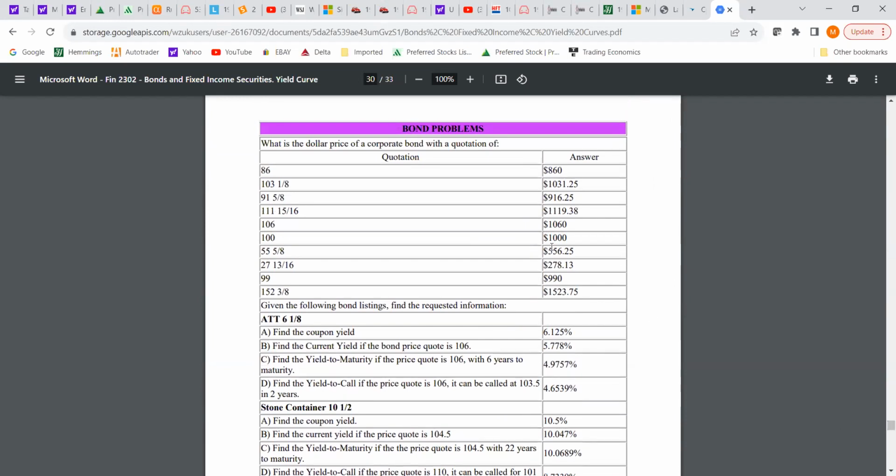Okay, so here's the quotations. What if a bond is trading at 86? Well, that's a quote of 86, and that's 86% of 1,000. So here's the answer, 860. All right, so we could do the bond quotes.